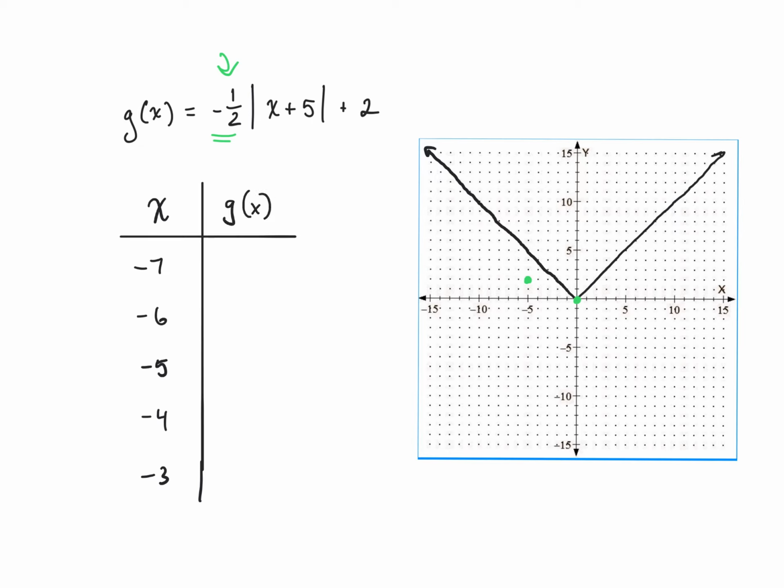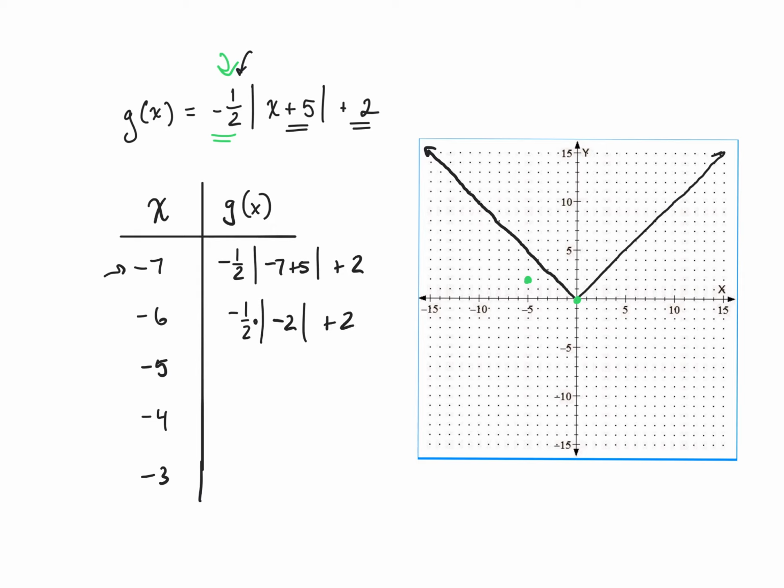If I can make a general rule about what the inside is doing, I'm going to check out what this -1/2 does. So here we go. I'll plug in -7. Just to show some side work, I'll show it for the first one, then do mental math for the rest. So I have -1/2 times the absolute value of -7 plus 5, which is -2, plus 2.